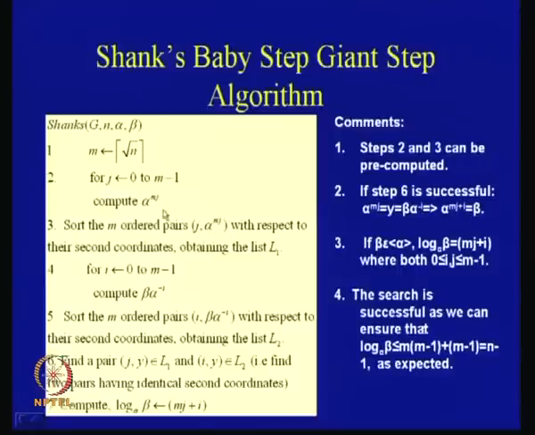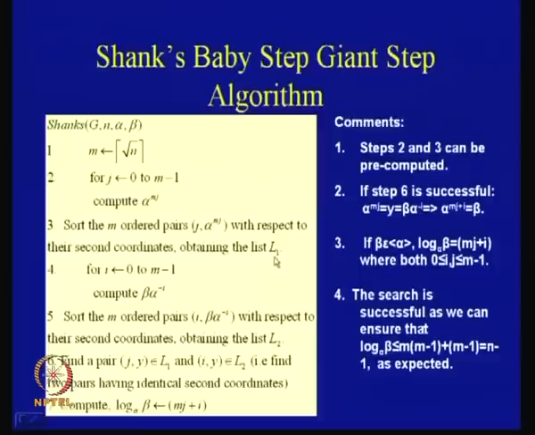So that means immediately you understand that the amount of storage required for this is equal to m, because you need to do m such computations, and m is square root of n, right. The other thing you do is store these m ordered pairs (j, alpha^(mj)) sorted by their second coordinate, using an efficient sorting algorithm, and obtain the list which is called L1.